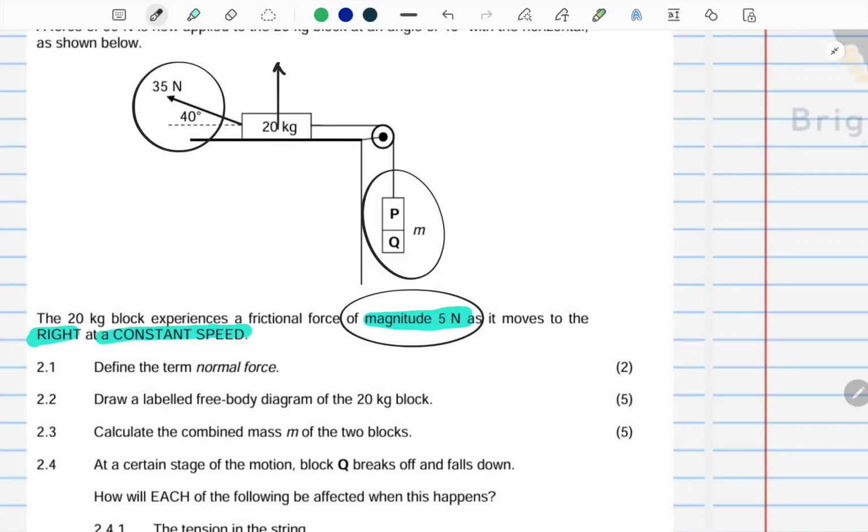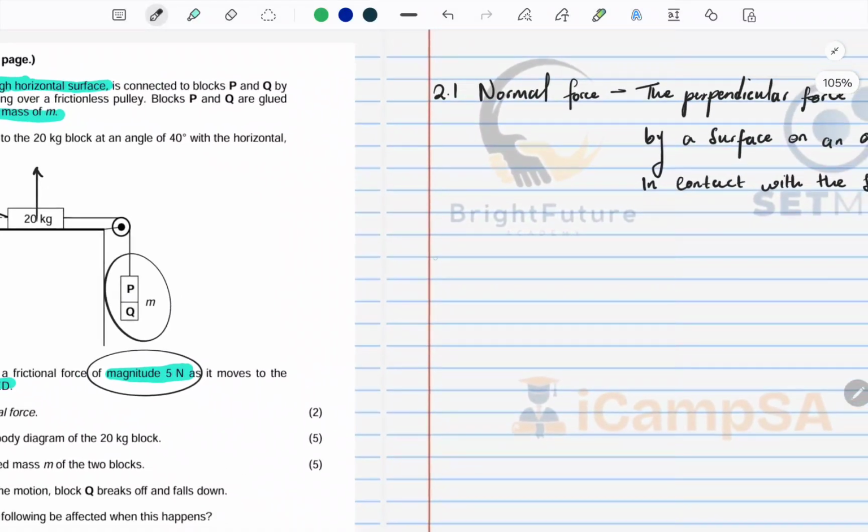So you just come here and draw your dot. First, you've got your normal force. Then we've got the force that is applied; we can say F applied, or FA, whichever. And then you're going to have your FG here, and then you have your T.